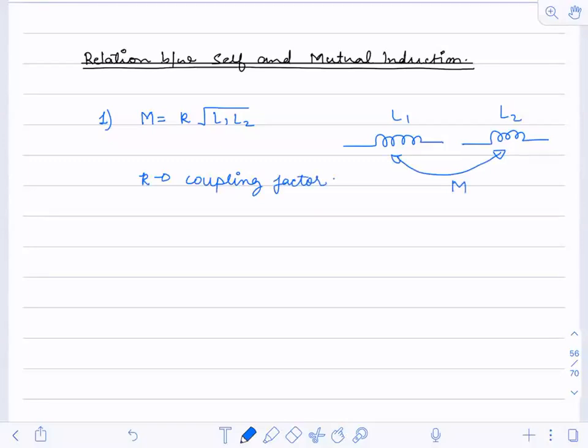Okay, K is called the coupling factor. Its value changes from 0 to 1.